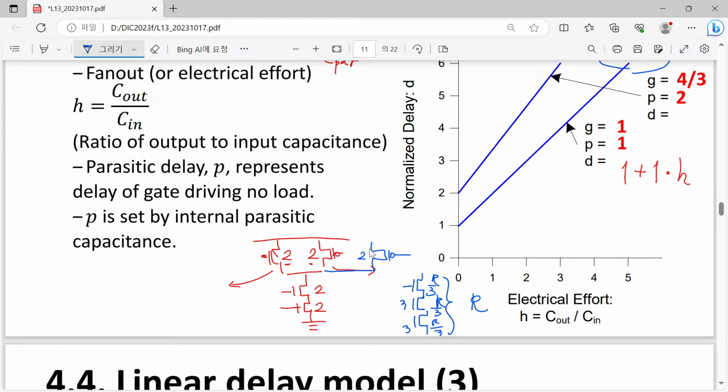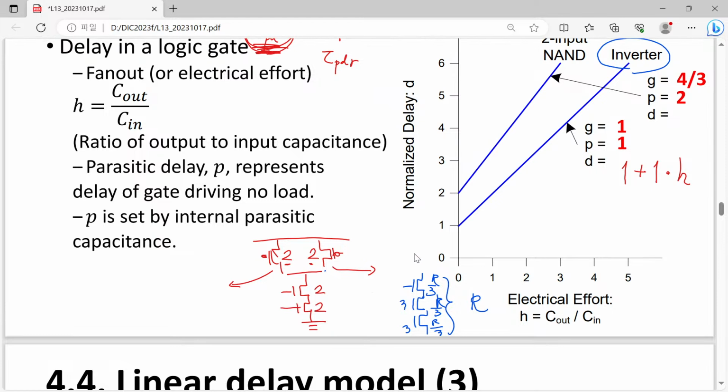Okay, then let's just delete our blue colored ones, which were drawn for our 3 input NAND gate.